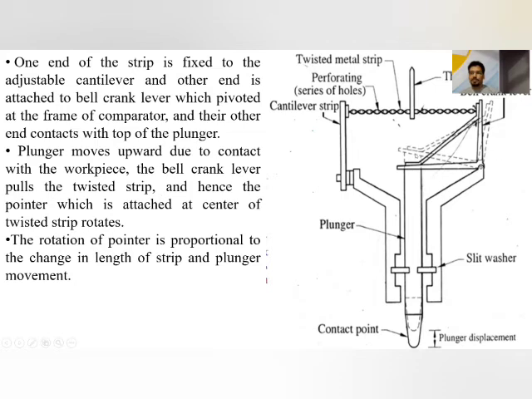When this bell crank lever moves in the upward direction, this twisted strip gets stretched, and hence the pointer which is attached at the center of the strip starts rotating. When this strip gets pulled by the bell crank lever, this pointer starts rotating. The rotation of the pointer is proportional to the change in length of the strip and plunger movement. The rotation of the pointer is proportional to the length of the strip.